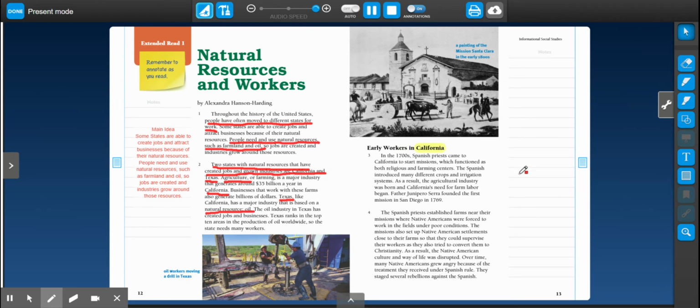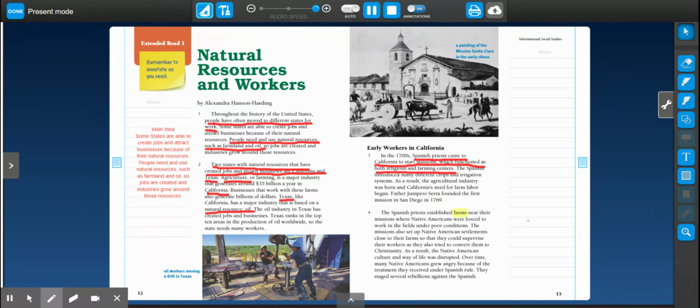Early workers in California. In the 1700s, Spanish priests came to California to start missions, which functioned as both religious and farming centers. The Spanish introduced many different crops and irrigation systems. As a result, the agricultural industry was born, and California's need for farm labor began. Father Junipero Serra founded the first mission in San Diego in 1769.